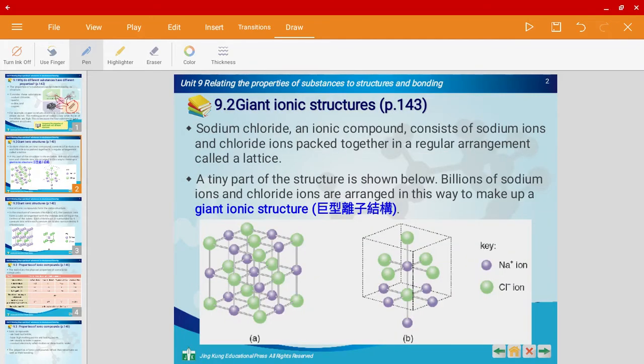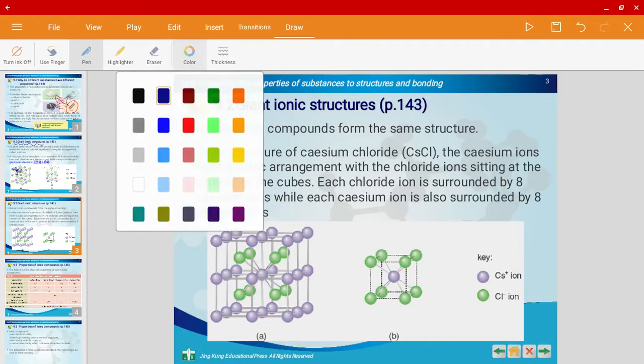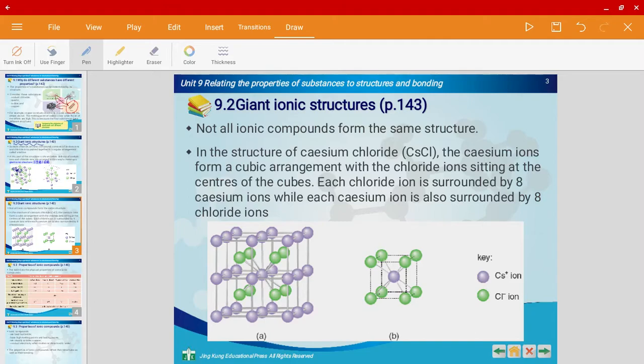Okay, let's begin. In the previous video, I talked about giant ionic structures, and one example that I used was sodium chloride. If you recall, sodium chloride has a lattice structure where the ions are alternating with one another: left, right, top, bottom. However, there's one point I would like to raise in this video: not all ionic compounds have the same structure. For example, let's look at the structure of cesium chloride.